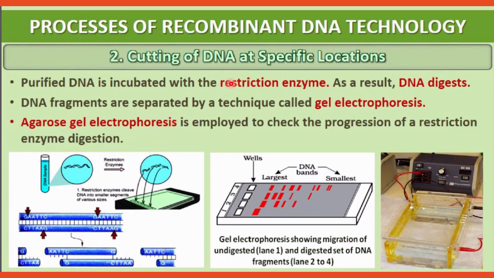As you add the restriction enzymes, you know very well spooling of DNA occurs. That spooled DNA we have separated out, and then we have treated that spooled DNA with restriction enzyme. As you treat with the restriction enzyme, what happens? DNA will be converted into fragments, so you will obtain DNA fragments.